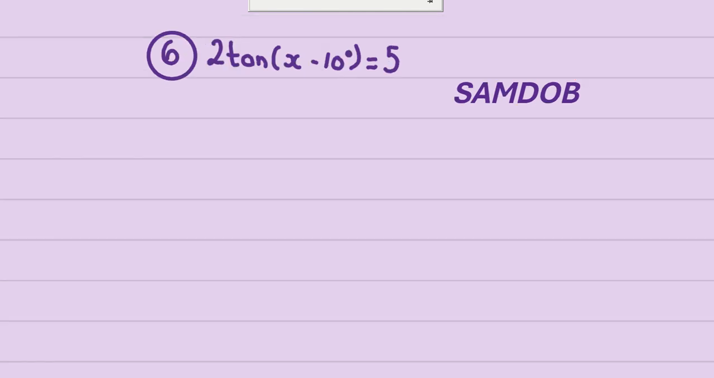Okay, example 6 in our part 3. So again, first thing I have written down here aside from the question is our SAM-DOB. Again, subtraction and addition is your first priority, then multiplication, then division, then surds, exponents, etc., and then finally brackets. Okay, so your brackets are your last priority. So let's have a look.